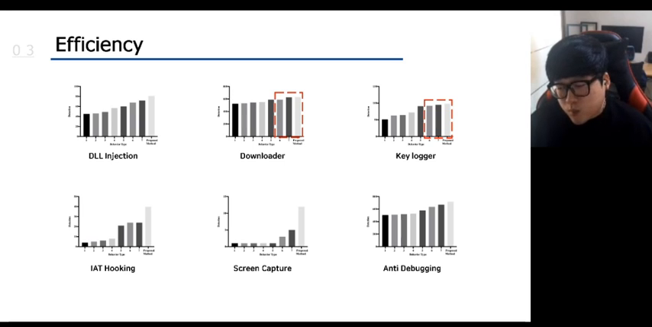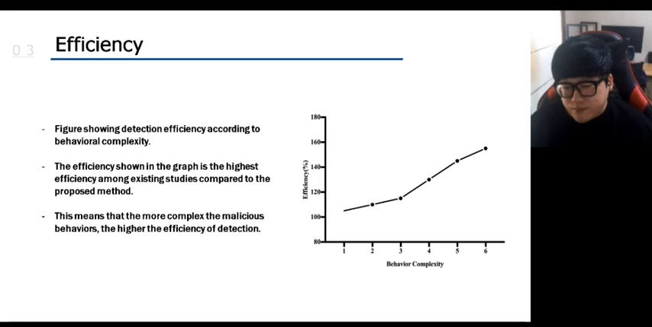However, it can be seen that the more complex the malicious behavior, the higher the detection efficiency. The figure shows detection efficiency according to behavior complexity. The efficiency shown in the graph is the highest efficiency among the studies compared to the proposed method. This means that the more complex the malicious behaviors, the higher the efficiency of detection.